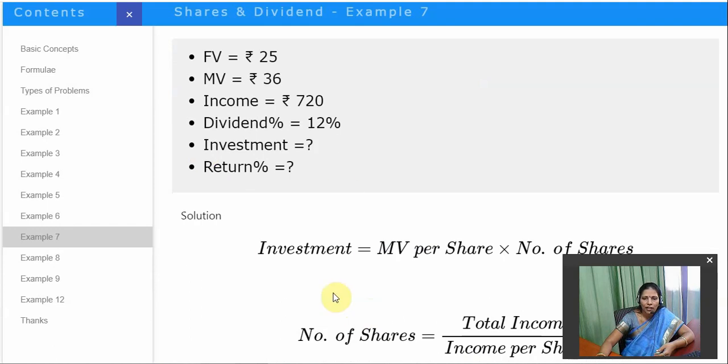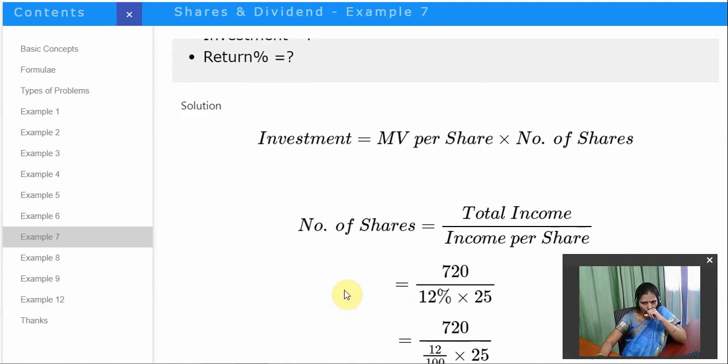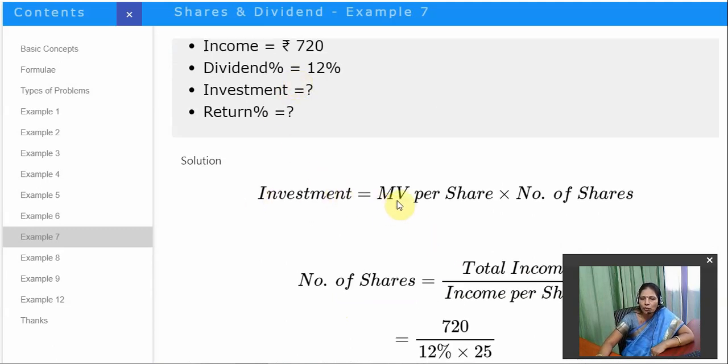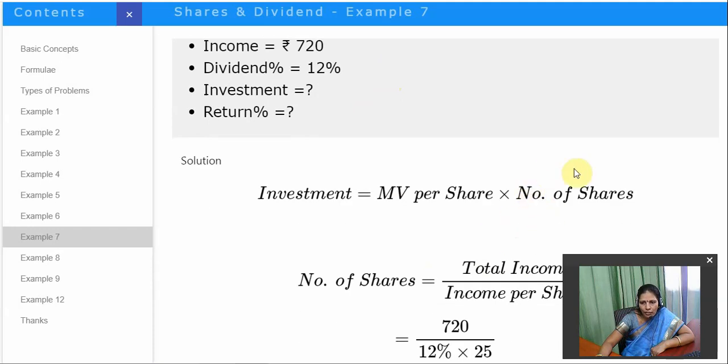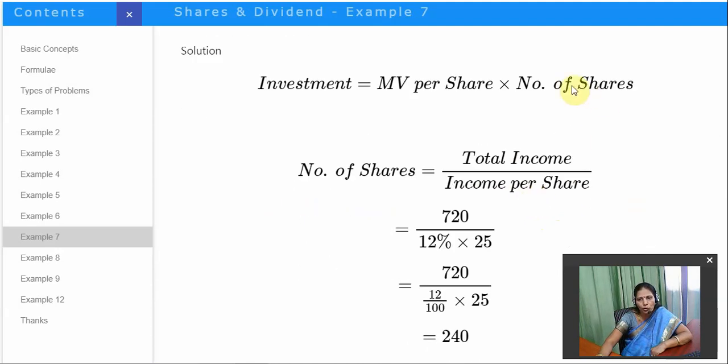Now to find the investment, investment is equal to market value per share into number of shares. This is a formula. Now, market value per share is already given here, so you can just substitute in this. And number of shares, is it given here in the given data? It is not given. So first you need to find out the number of shares and then substitute here and find out the investment. Clear?